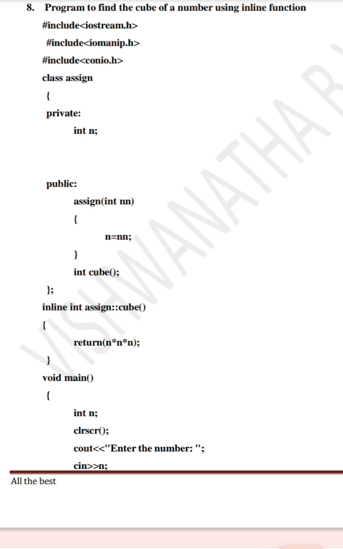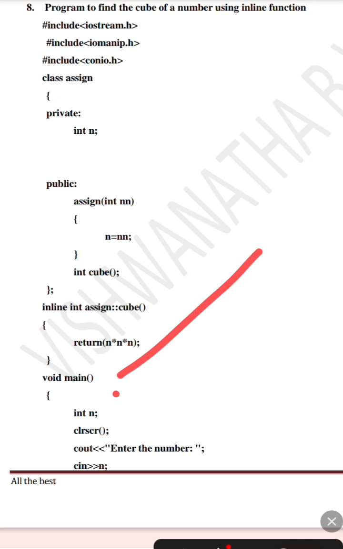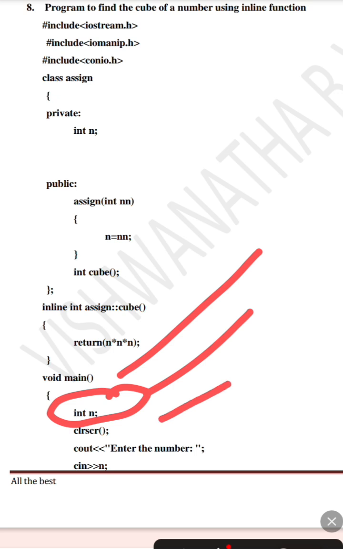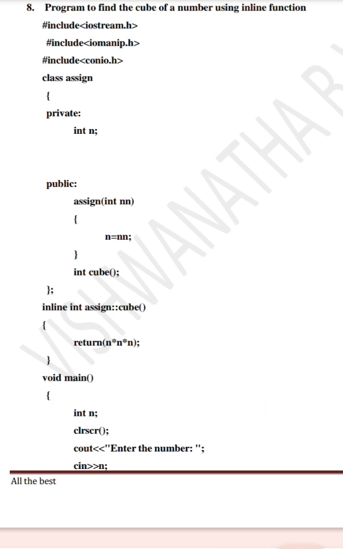The program starts working at the main function. Here we use one variable that is n. It can accept only an integer. And clrscr. What is the function of clrscr? To clear the previous output. So next we use the function called cout. What is the function of cout? To display on the monitor.